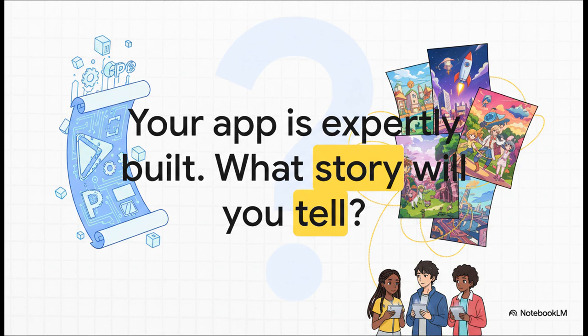And there you have it, the completed architect's blueprint for crafting a high-performing Google Play description. You've already done the hard work of building an amazing app, and now you have all the tools you need to tell its story effectively. So the only question left is, what story are you going to tell?